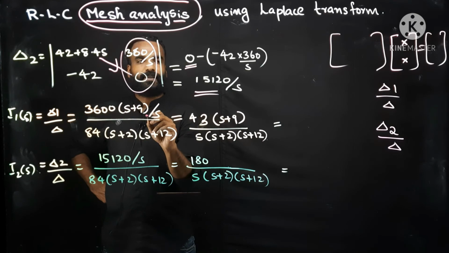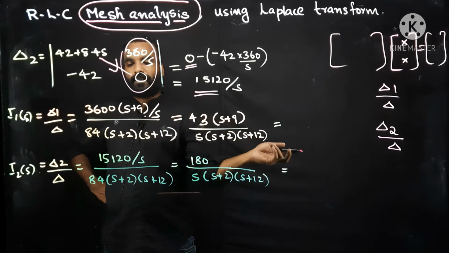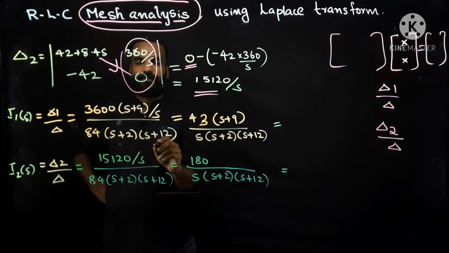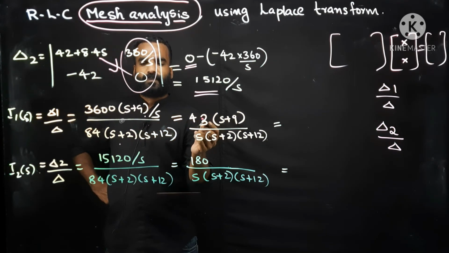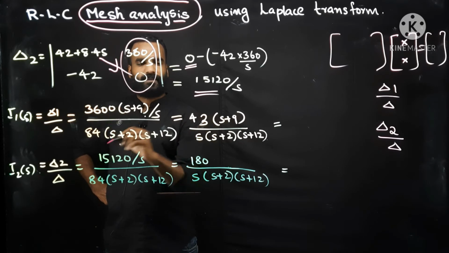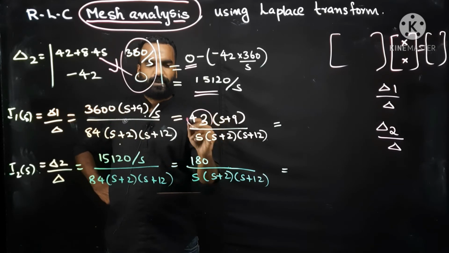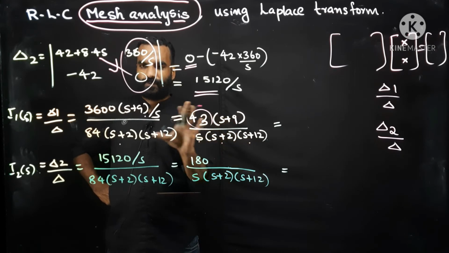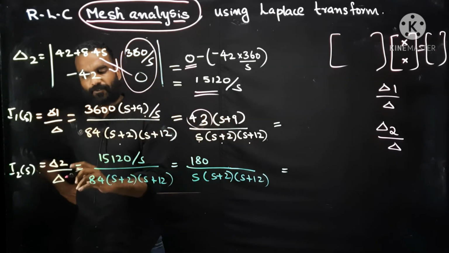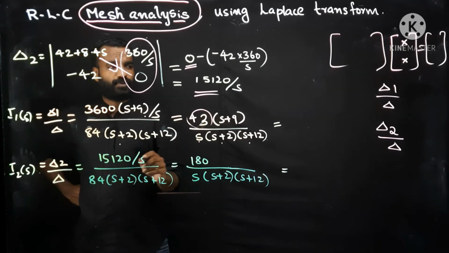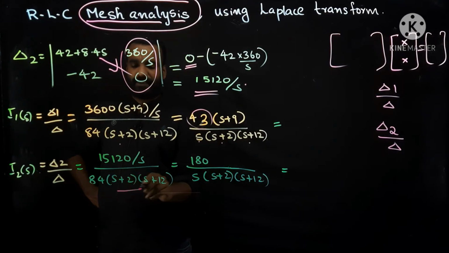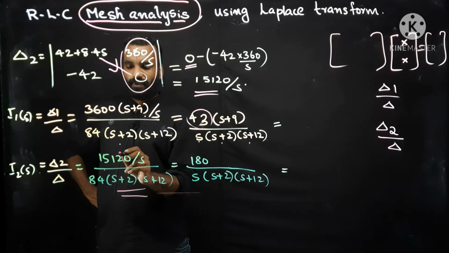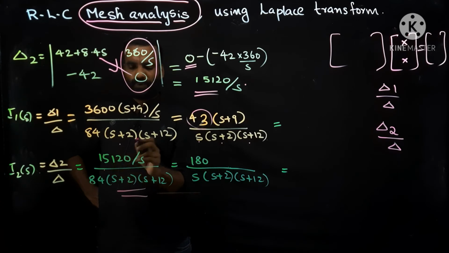So I am just substituting delta 1 here. It was there previously, and delta. These things are already obtained, so I am just substituting here. So just divide. It will give 43 into (s plus 9) by s into (s plus 2) into (s plus 12). Okay. And for I2 of s, it is delta 2 by delta. So delta 2 is 15120 by s, and delta is this thing. So please do the manipulations.